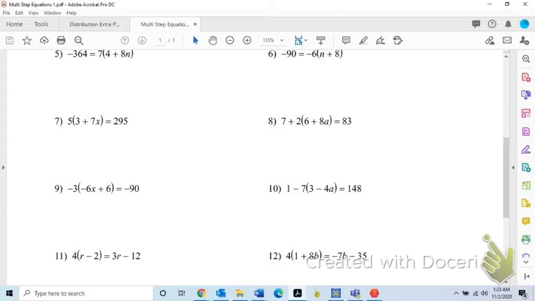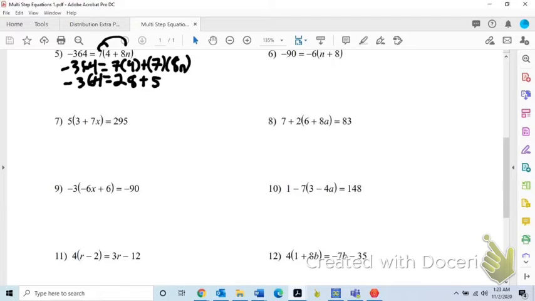Okay, so we have negative 364 equals 7 times 4 plus 8n. I'm distributing on this one. So we have negative 364 equals 7 times 4 plus 7 times 8n. We then do our multiplication. 7 times 4 is 28. 7 times 8n is 56n. So now we have negative 364 equals 28 plus 56n.